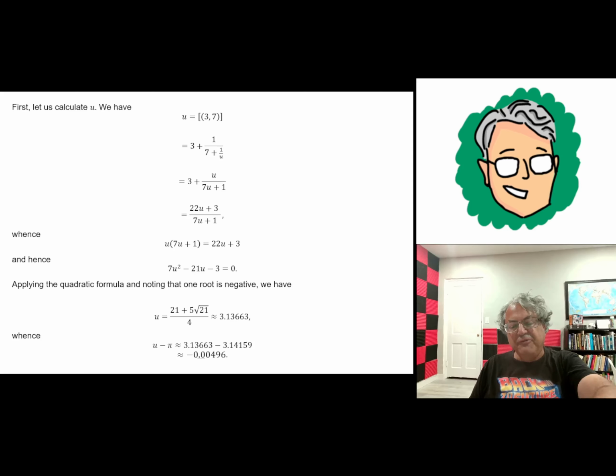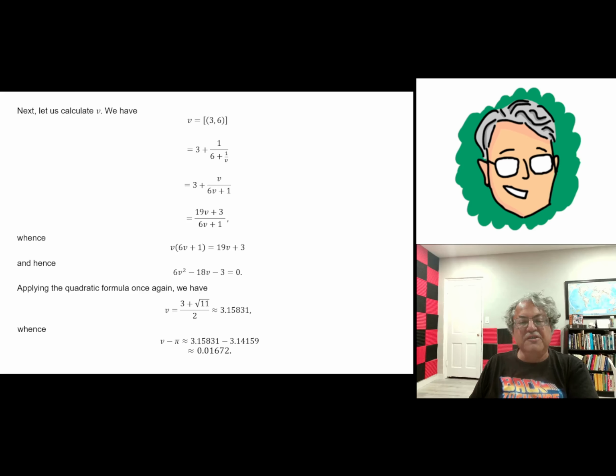So what about v? Let's do v next. So v is the number with periodic continued fraction 3 comma 6 repeating. In other words, 3 comma 6 comma 3 comma 6, ad nauseum. And we can do the same thing we did for u. We can write this as 3 plus 1 over 6 plus 1 over v. And then we can just algebraically simplify everything. You find v is equal to 19v plus 3 over 6v plus 1. Multiply both sides by 6v plus 1. Simplify, you get a quadratic equation: 6v squared minus 18v minus 3 equals 0.